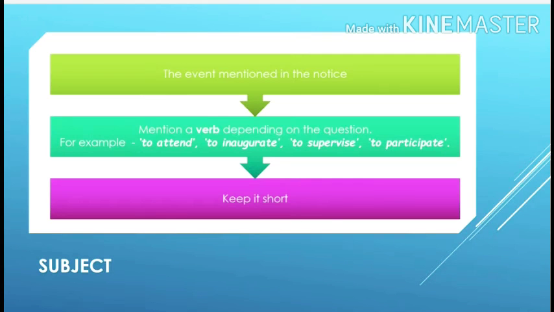The next part of the email is the subject. This can be broken down into 2 parts for your easy comprehension. You need to use a verb along with the name of the event as mentioned in the notice topic, which comes as a part of the email according to the ICSE format. So, if you have been asked to invite the principal of a neighboring school to inaugurate your annual school book fair, you may write the subject of your email as to inaugurate the annual school book fair.